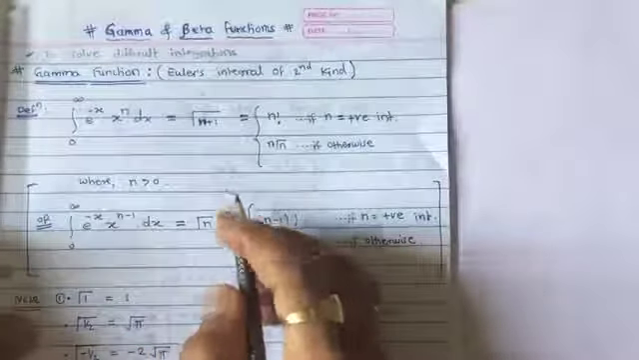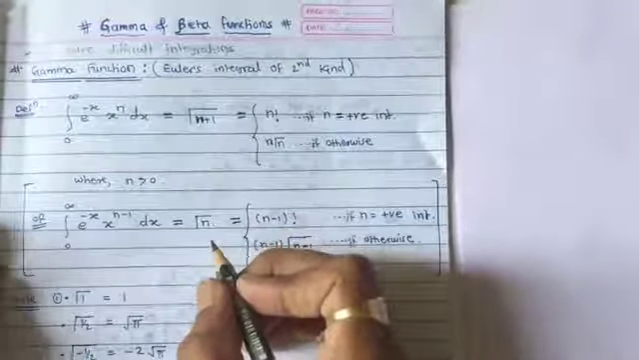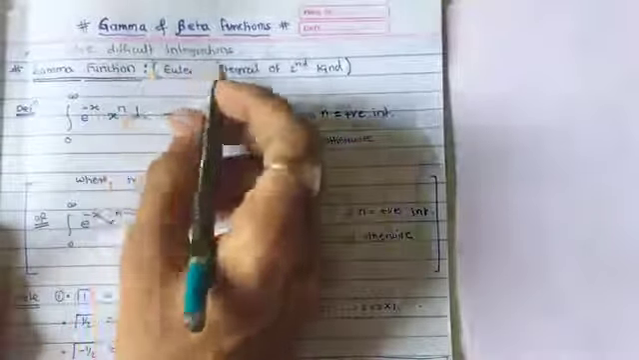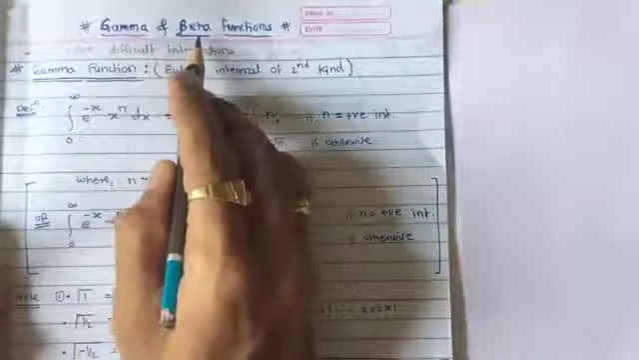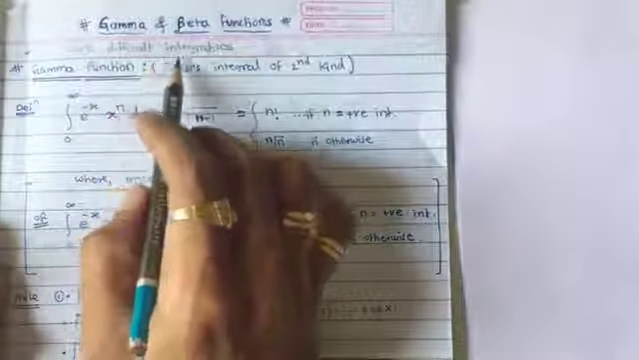Hi friend, today we discuss the gamma function and beta function. Gamma function and beta function are used to solve difficult integrations. The main use of gamma function and beta function is to solve difficult integrations.